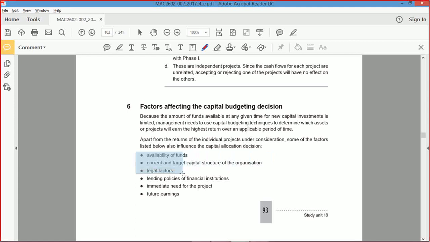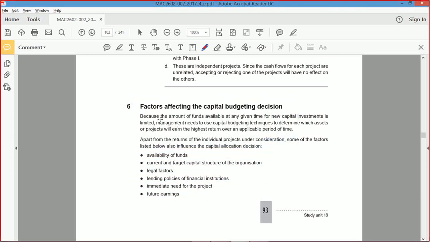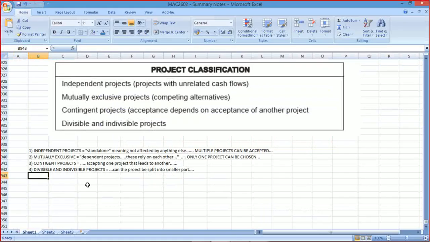Okay, are there any legal factors to consider? So can't I do certain things? Are there policies that we need to comply with? Is there an immediate need for the project? So how necessary is the project? Okay, what's the future earnings? These are all different factors that would affect the decision making.